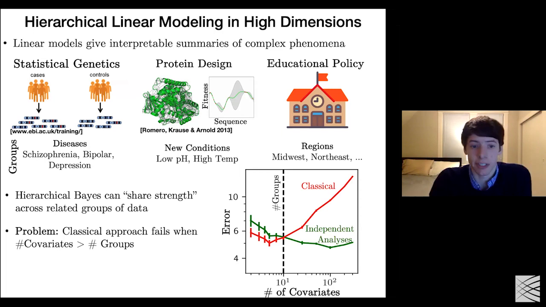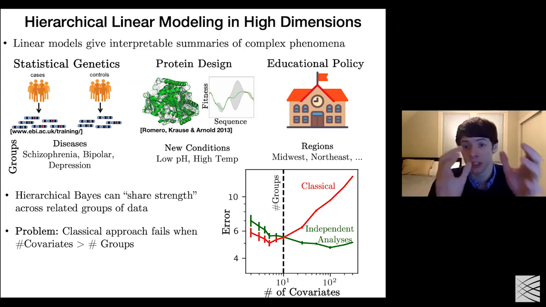To give a teaser of this, if we look at performance in simulation in terms of estimation error of different approaches, the classical approach that I'll describe soon performs really well in low-dimensional settings where we have a smaller number of covariates than groups of data. But as we move to the high-dimensional setting, it actually performs worse than a comparable independent analysis where we only look at data from each group one at a time.